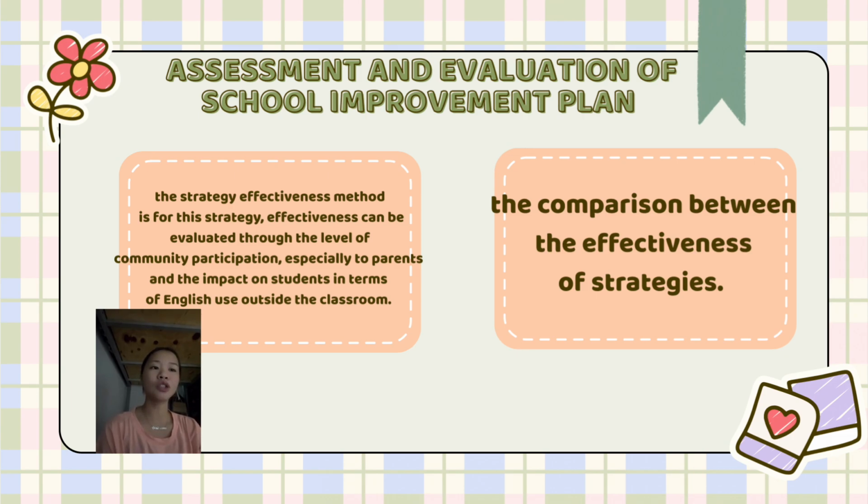Next, we turn to the comparison between the effectiveness of the strategies. The three intervention strategies have different impacts, but they complement each other. The language partner program has a direct impact on students' confidence and verbal skills in the classroom environment. The interactive English corner provides a relaxing learning space outside of the classroom, while the community workshop will expand social support from outside school.